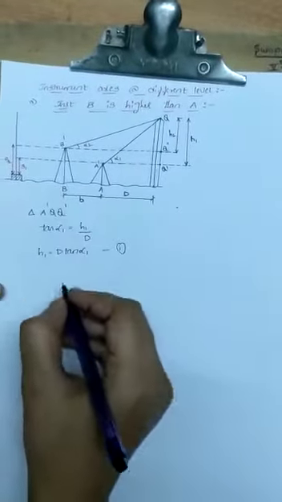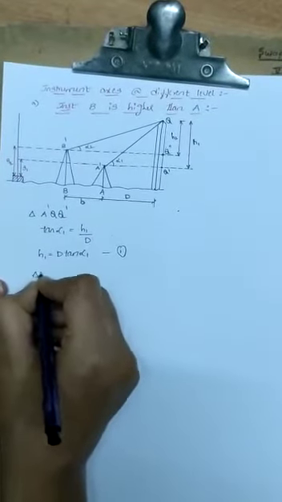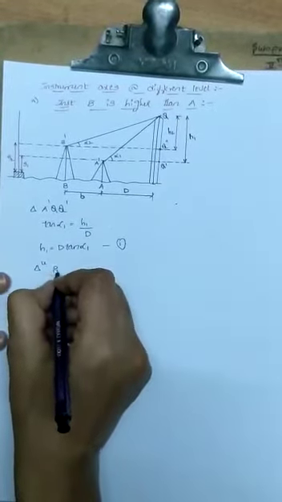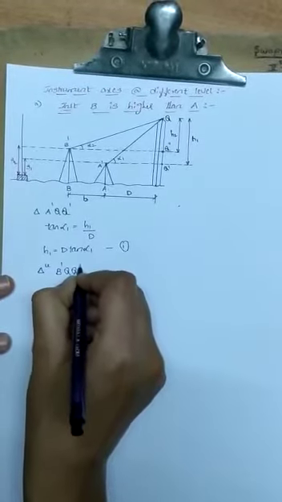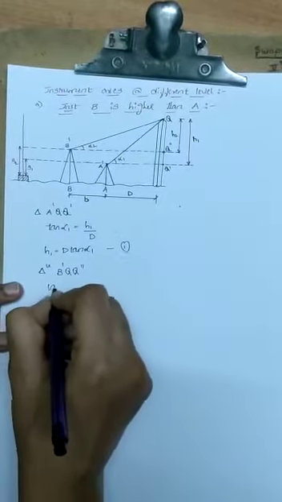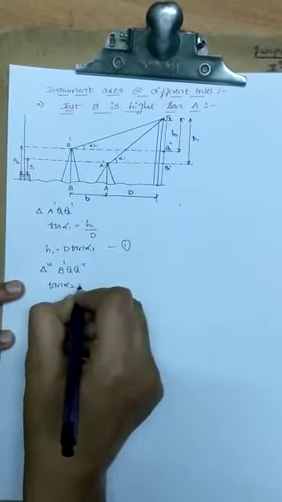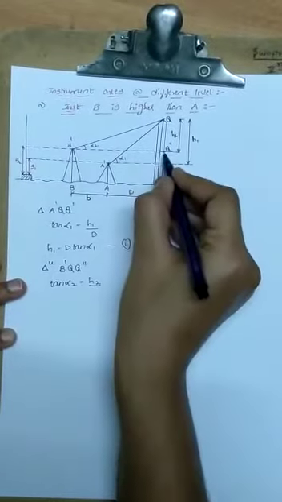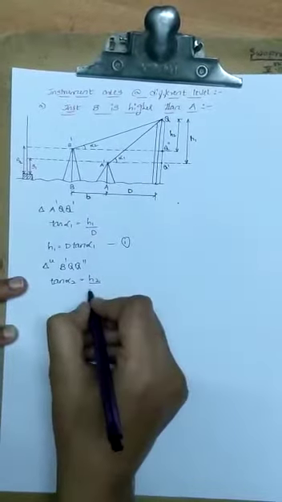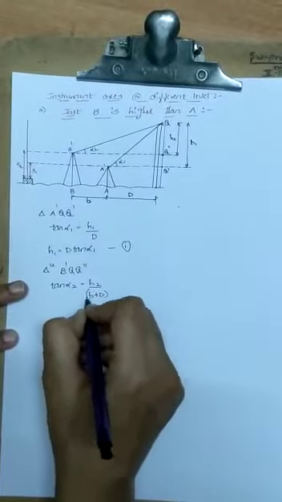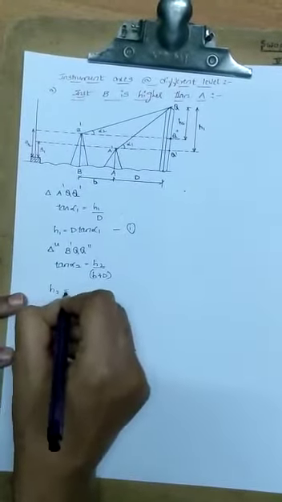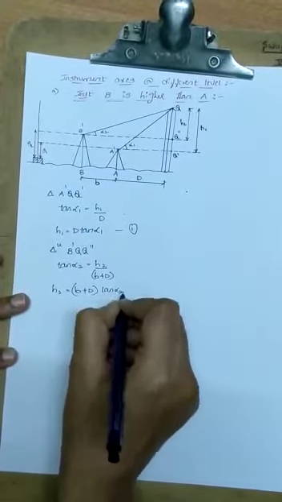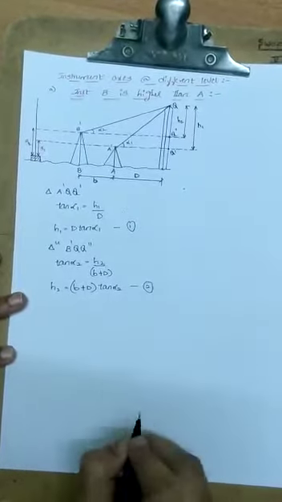Similarly, when the instrument is at the B point, apply the tan function, that is from triangle B dash Q Q double dash. Okay, apply the tan function, tan alpha 2 will be equal to opposite side, it will be H2 divided by the B dash Q double dash distance, which will be B plus D value. Cross multiply that, H2 will be equal to B plus D into tan alpha 2. Call this as equation 2.